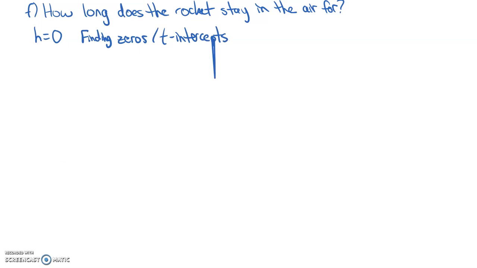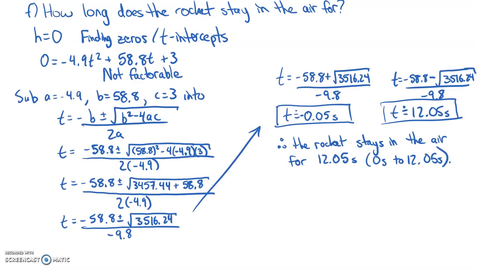So pause the video, it's going to jump to the answer here, and you can check that when you've done it yourself. It's worth noting here that we can't common factor and we can't factor that. That's pretty clear right out of the gate. As soon as we have a whole bunch of decimals and we can't common factor, we're going to say it's not factorable and we're going to have to use the quadratic formula. So your a value is negative 4.9, your b is 58.8, and your c is 3. Subbing those into the quadratic formula gives you answers of negative 0.05 seconds and 12.05 seconds.